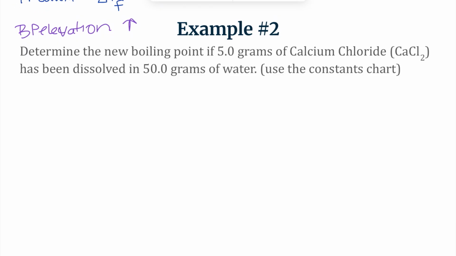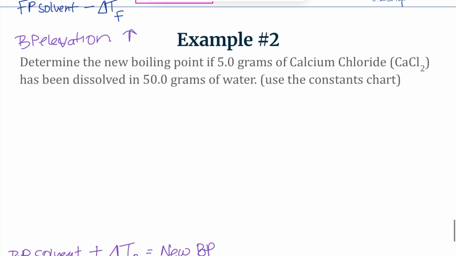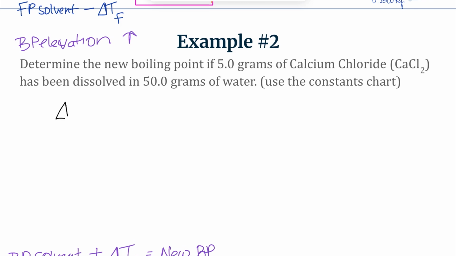Down here, we did the freezing point of our solvent minus that delta T. For boiling point, our last part is going to be to take the boiling point of our solvent, and instead of subtracting, we're going to add that delta T boiling to it to find the new boiling point temperature. So that's the only change, and we also have to make sure we're grabbing the correct constant. In order to do this, we have to go back to that original formula. Our delta T is going to equal K times m times i.